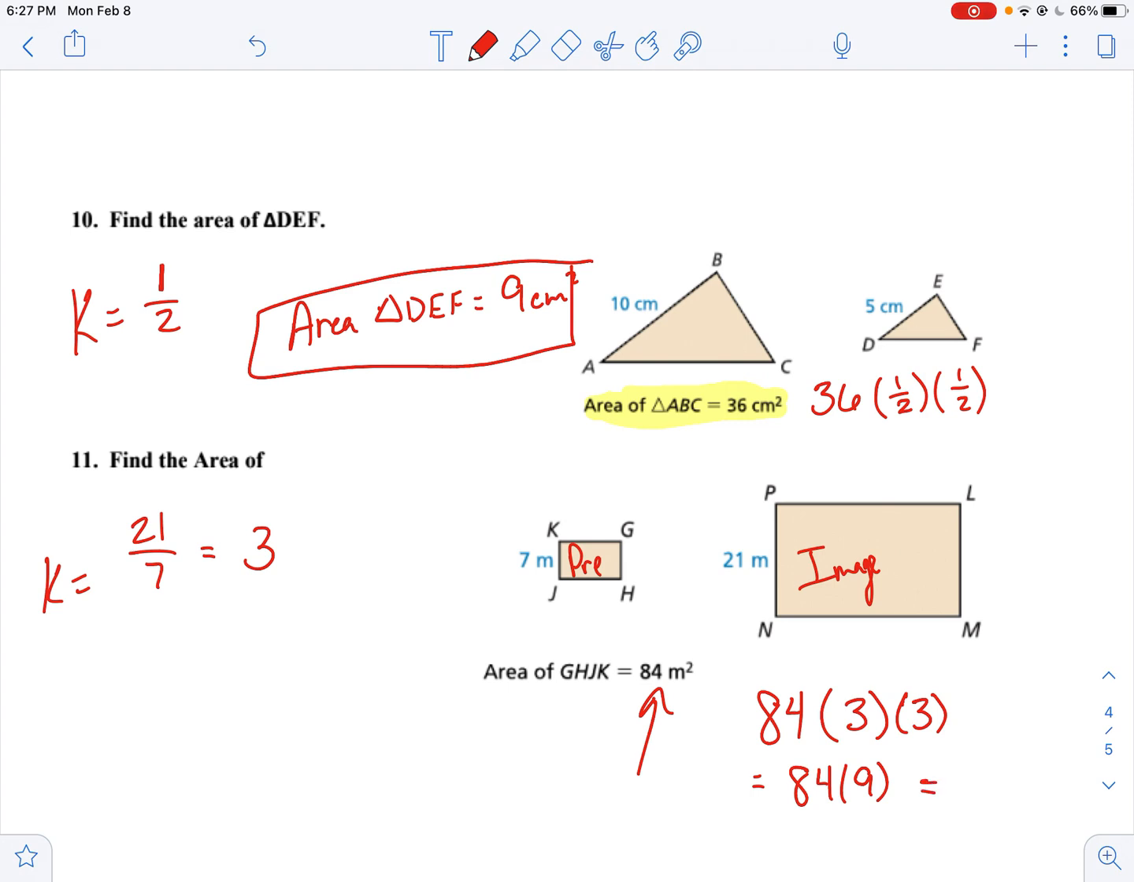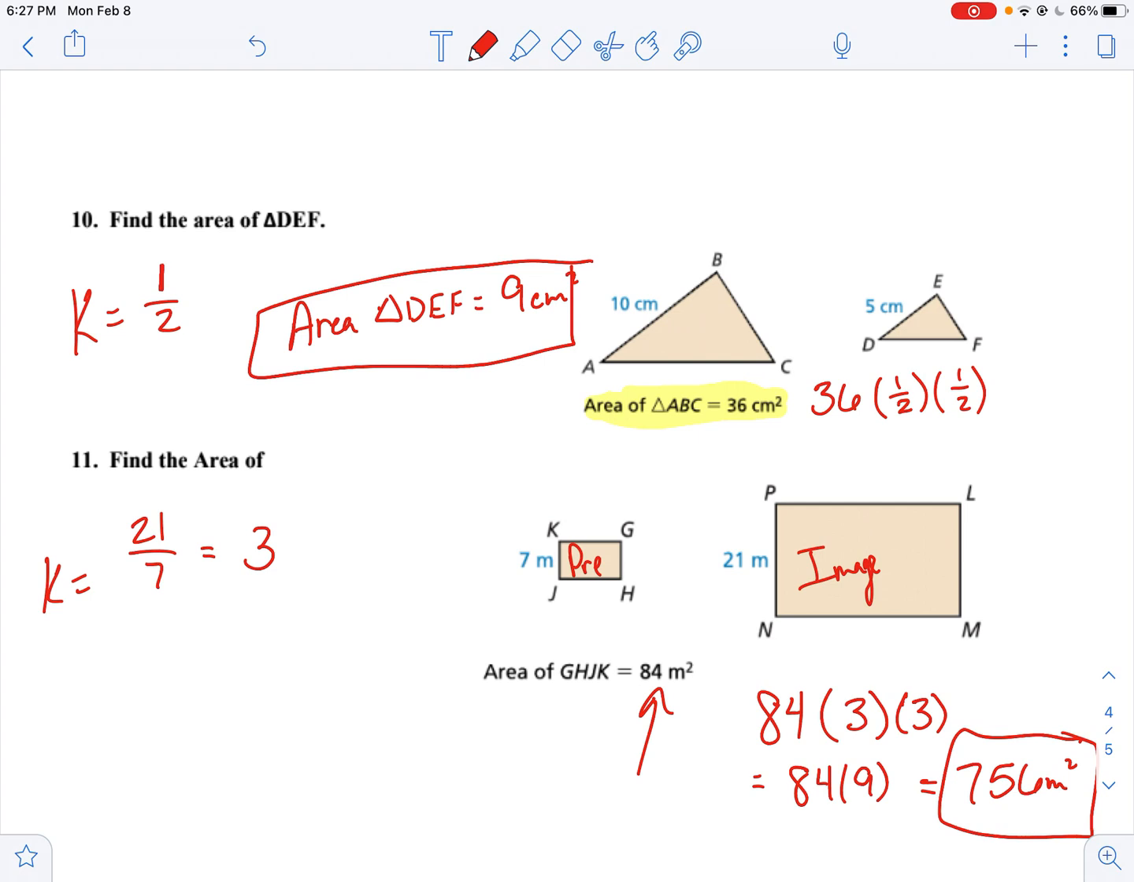That's 720 plus 36, so 756 square meters. And that is how you find the area or the perimeter of similar figures.